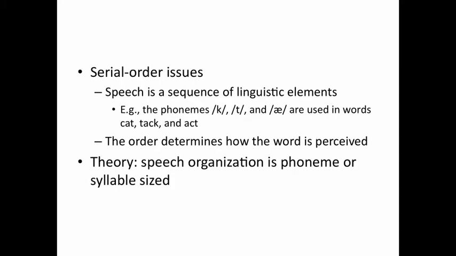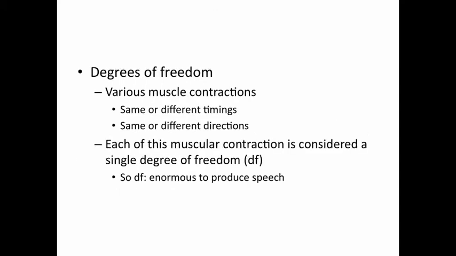Okay. What is the next issue that needs to be addressed? It's called the degrees of freedom. Now, each muscle contraction, if you think about how we produce speech, if you think about how many articulators we move, how each of those articulators has different muscles, go back to the anatomy of speech mechanisms and think about all those muscles involved in the tongue, the intrinsic and extrinsic muscles of the tongue.